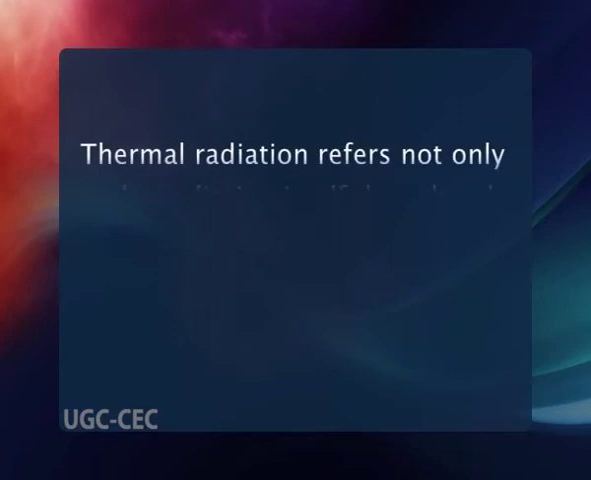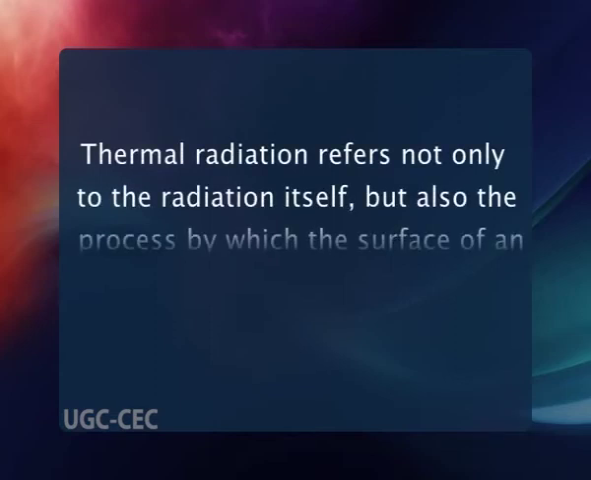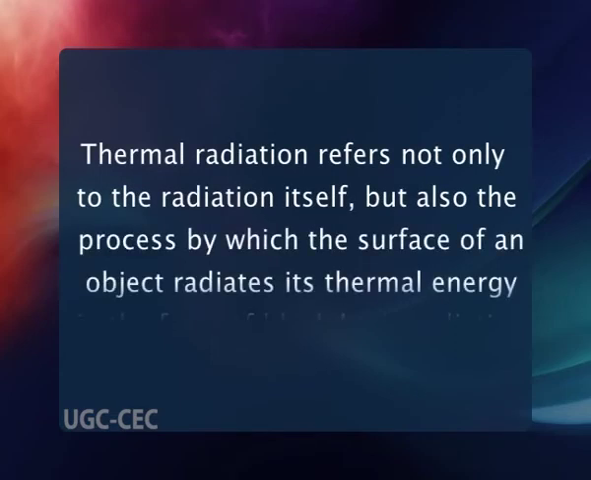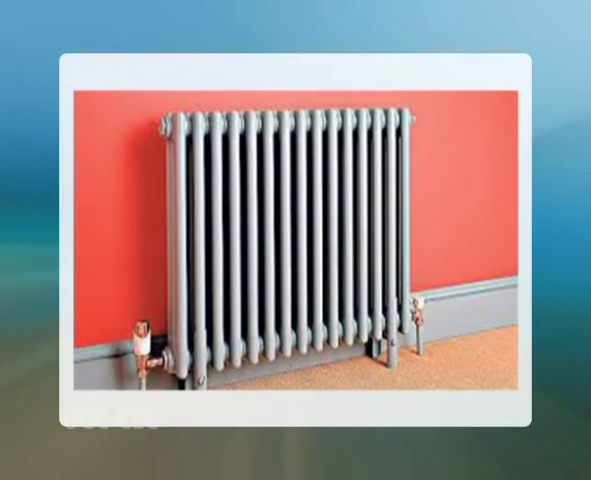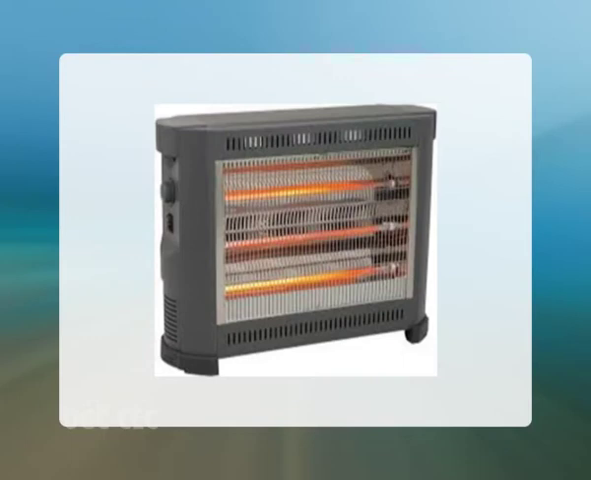Now, thermal radiation or heat. Thermal radiation is the common synonym for infrared radiation emitted by objects at temperatures often encountered on Earth. Thermal radiation refers not only to the radiation itself but also the process by which the surface of an object radiates its thermal energy in the form of black body radiation. Infrared or red radiation from a common household radiator or electric heater is an example of thermal radiation.